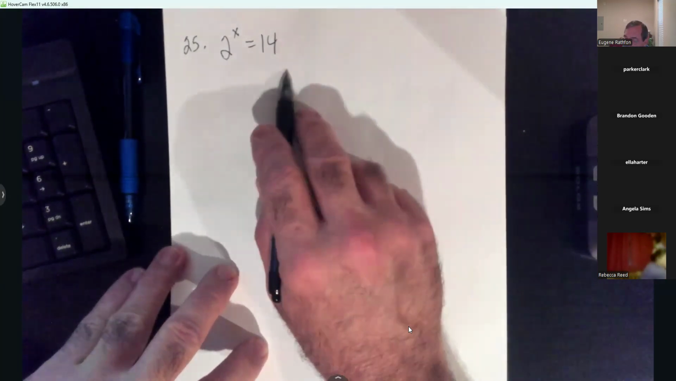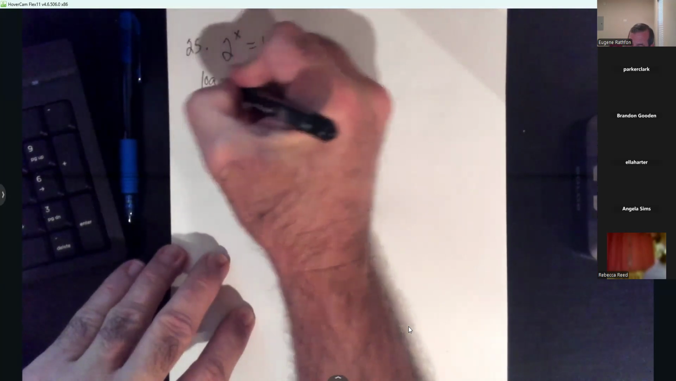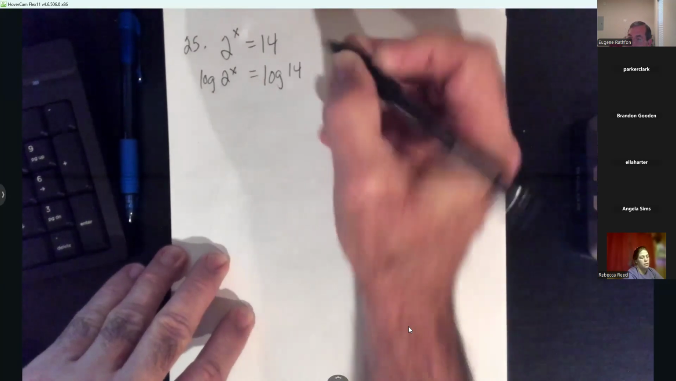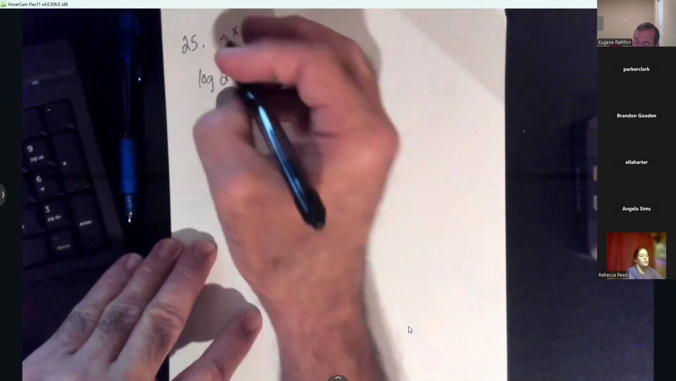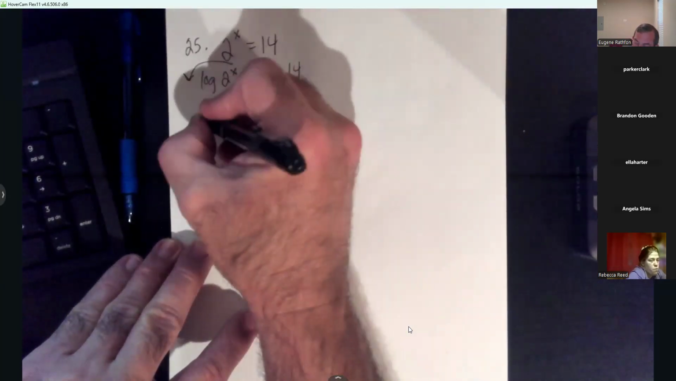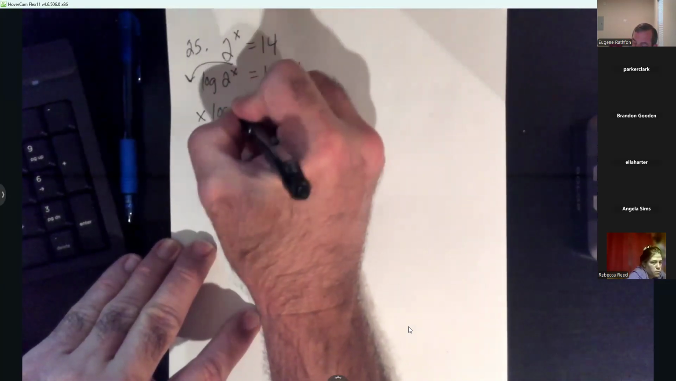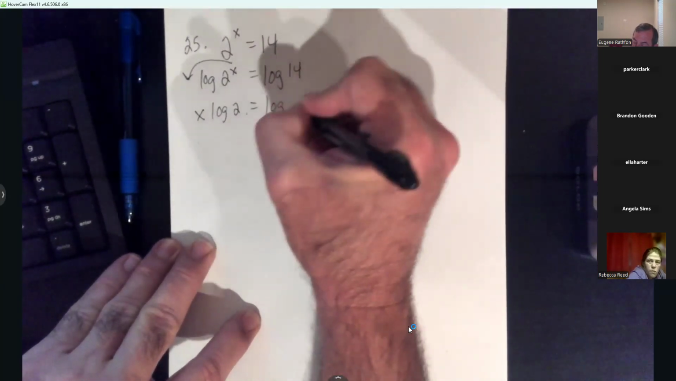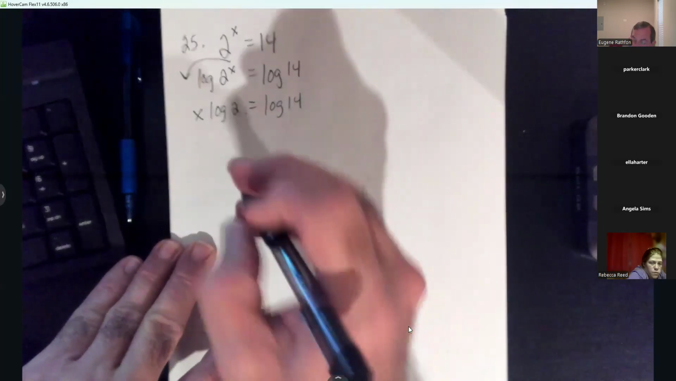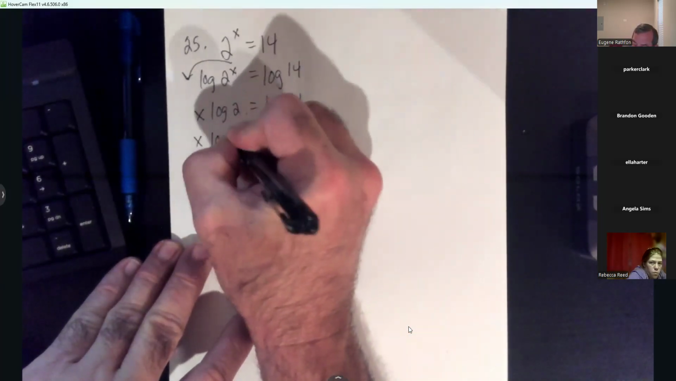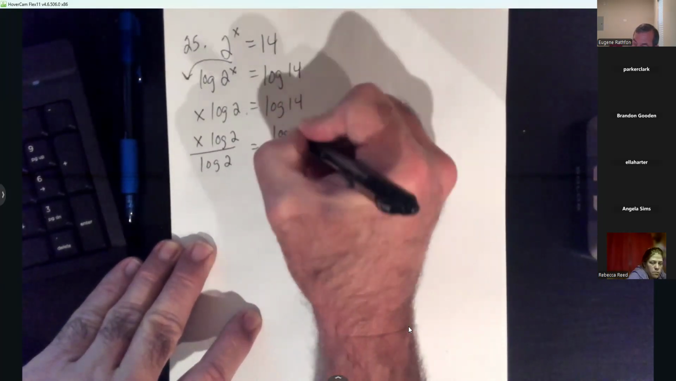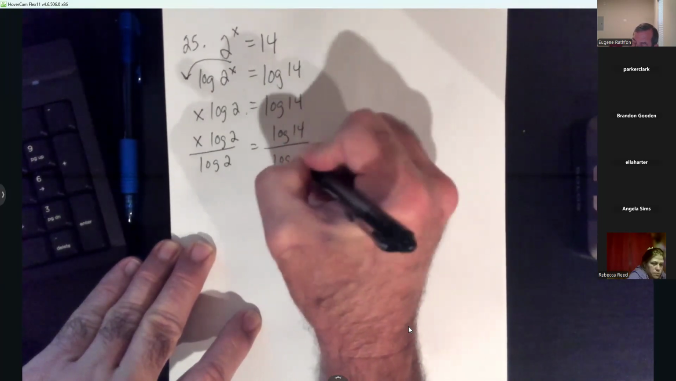So that means I'm going to take logs of both sides. So I'm going to do the log of 2 to the x equals log of 14. And the reason we took a log is now we can bring down our x. So I get an x times log 2 equals a log of 14. And y'all, last step, divide both sides by log 2. So that'll equal log of 14 divided by log of 2.